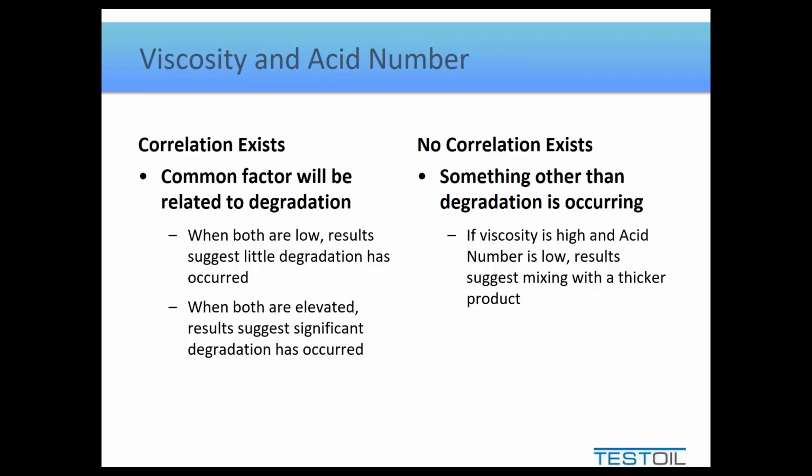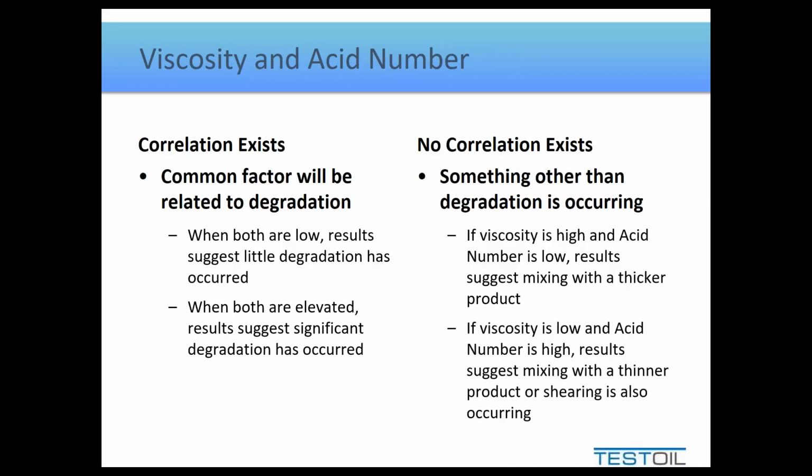That's probably the most common cause for a high viscosity without a significant change in acid number. If it's the other way around, where the viscosity is low, yet the acid number is high, then either we've also mixed in a thinner lubricant, though the acid number still clearly indicates degradation has occurred, or if we're dealing with high viscosity index products or multi-grades, it's possible that the oil is shearing more than it's thickening, and we will see a net result of a decrease in viscosity.